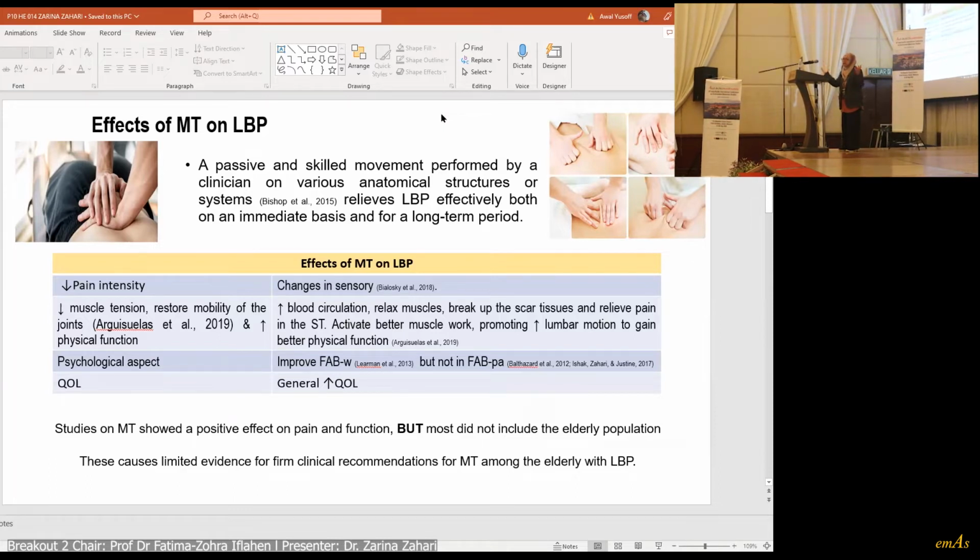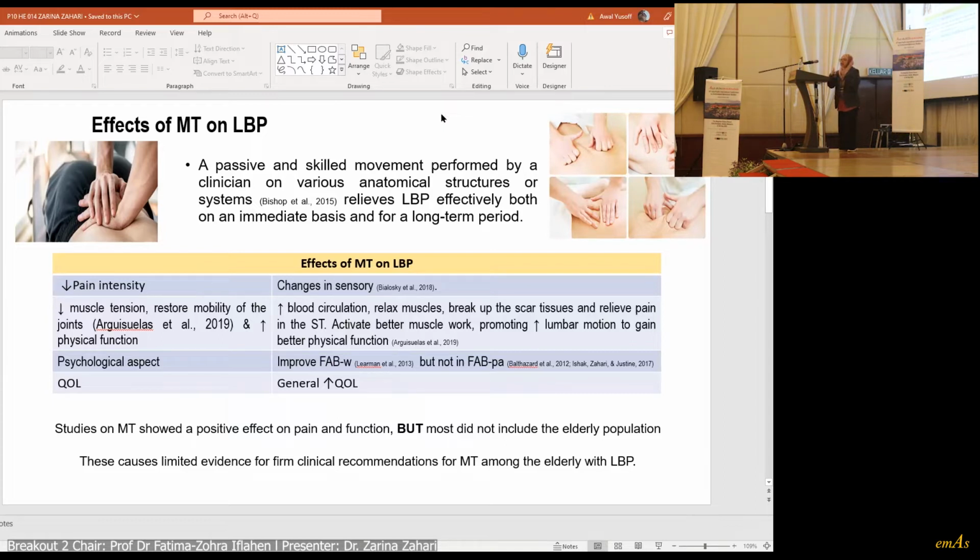What are the soft tissues? Soft tissues could be the muscles, the fascia, the ligaments, any kind of soft tissues. Therefore, by improving all those things, it helps to activate better muscle work, promoting increased lumbar motion to gain better physical function.